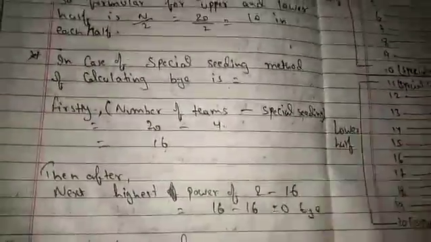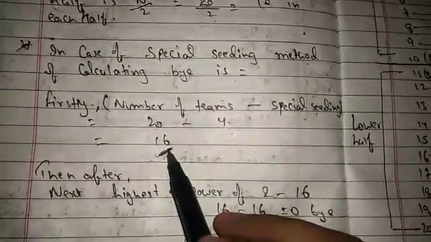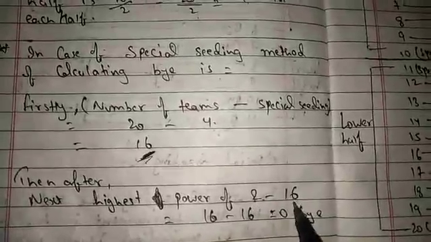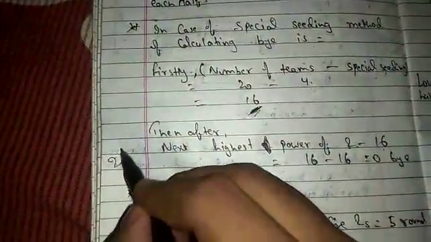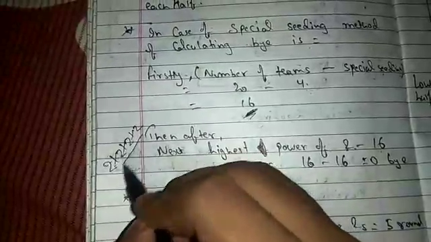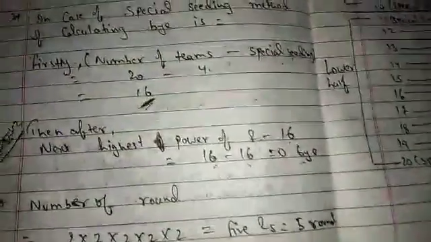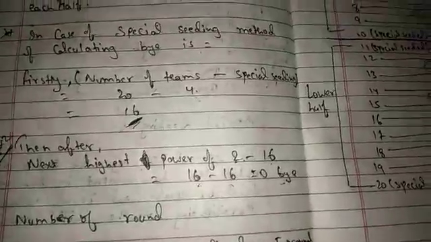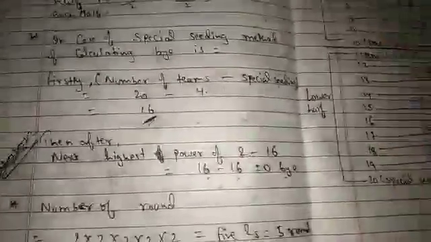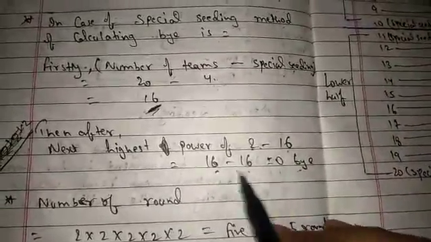Now we will apply bye. Then after, next highest power of 2 minus 16. Next highest power of 2 around 16: 2 into 2, 2 into 2 into 2 into 2. 2 to the 4, 4 to the 8, 8 to the 16. It means 16 automatically comes. So 16 minus 16, that is 0. So how many byes do we have to give? 0. It means in this fixture there is no need to provide any bye, because the number of byes that we have calculated is 0.